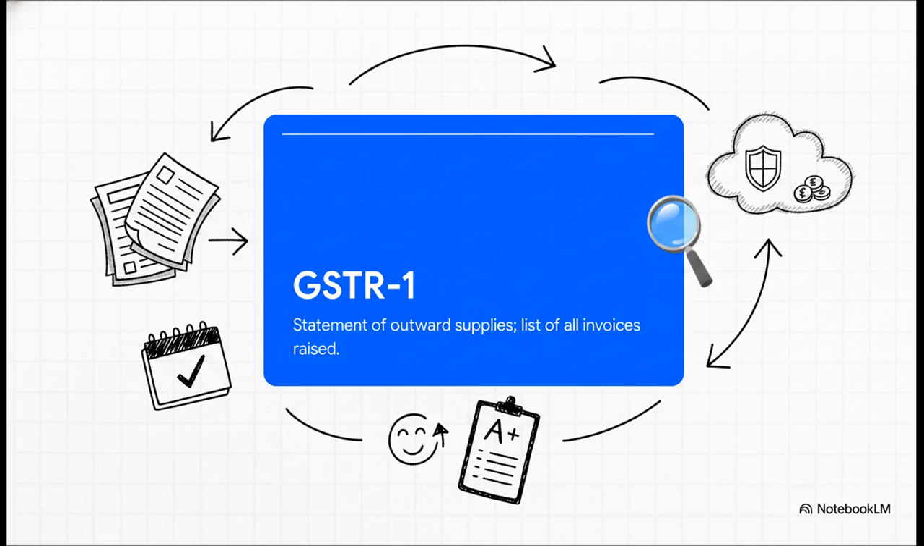And here's an absolutely vital piece of information. There is no minimum threshold to file this. Every registered taxpayer must file GSTR1. Even if you literally had 0 invoices that month, you still jump in and file what's called a nil return.